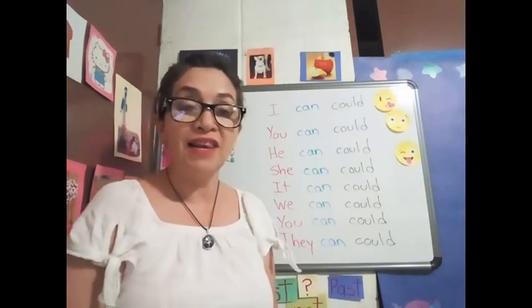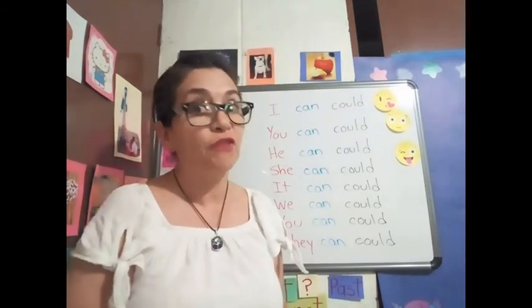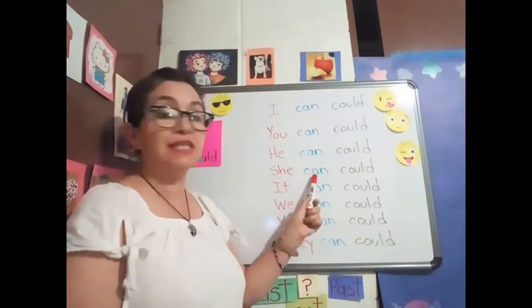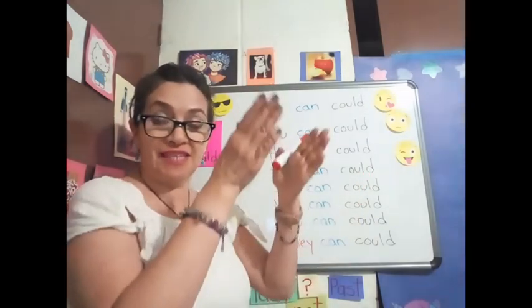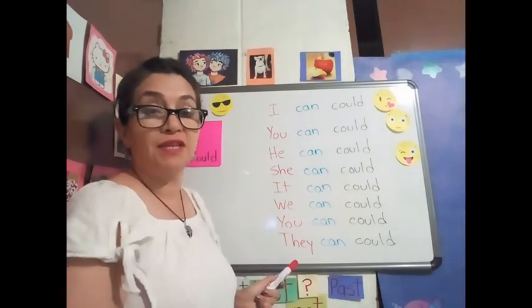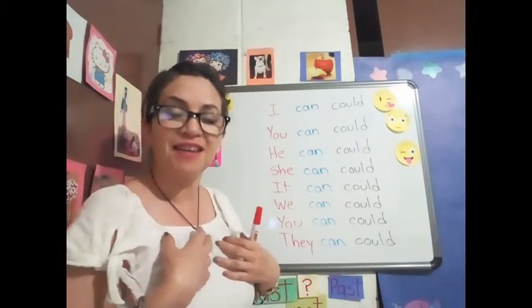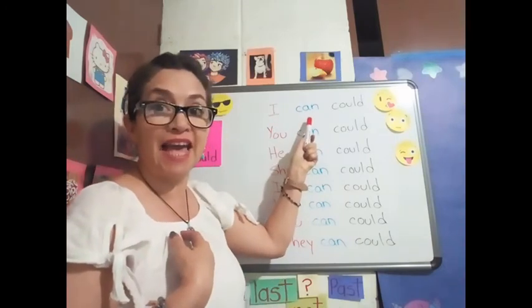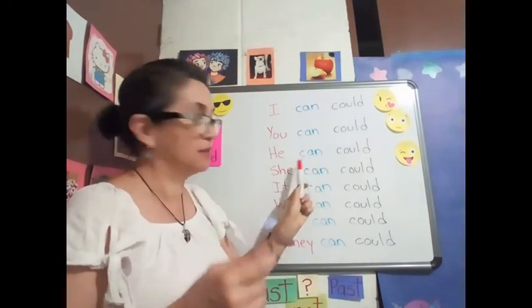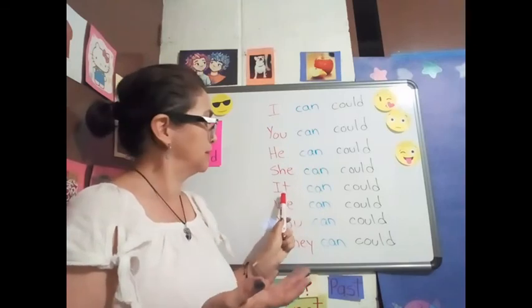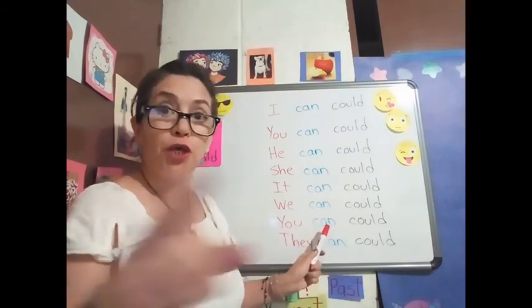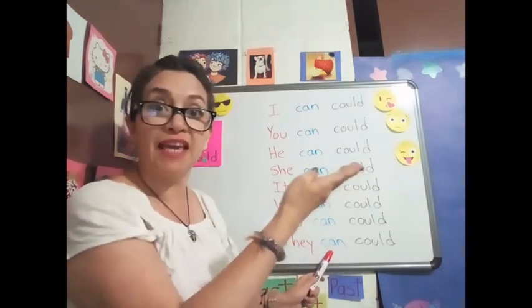Okay. One last thing you have to know, and a very important thing, by the way, is that modal verbs, in this case can and could, are conjugated in the same way with all the pronouns. Can you please read with me? Let's repeat. I can. You can. He can. She can. It can. We can. You can. And they can.